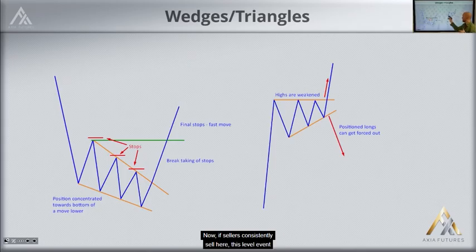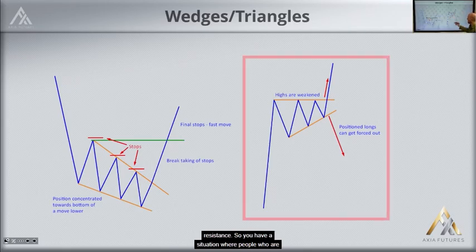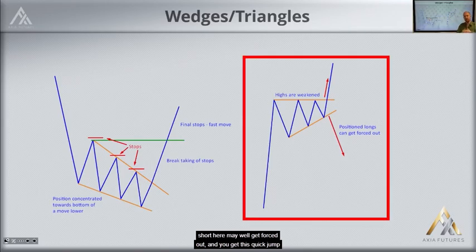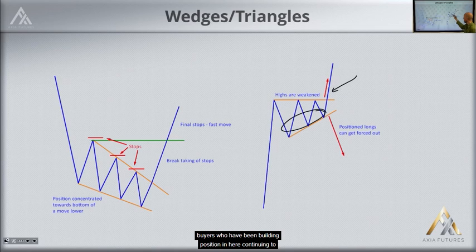Now, if sellers consistently sell here, this level eventually gets weakened, like we talked about in support and resistance. So you have a situation where people who are short here may well get forced out, and you get this quick jump above the high. So you can get two different moves. The move through the high, you can expect to be quite quick, quite sharp to the upside. And then you're going to want to see buyers who have been building positions in here continuing to buy, to follow and to buy on pullbacks for the next legs up.